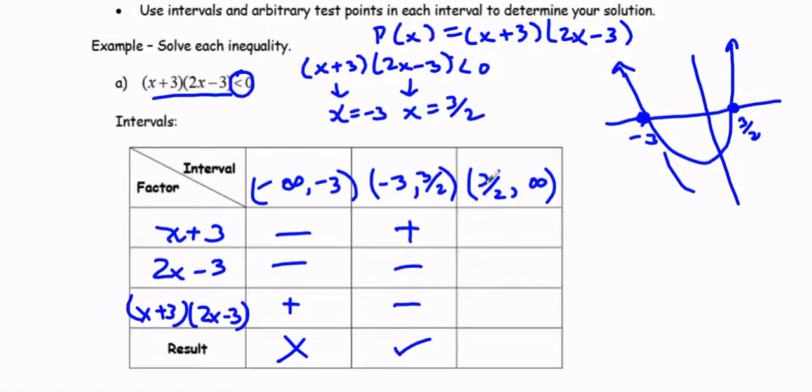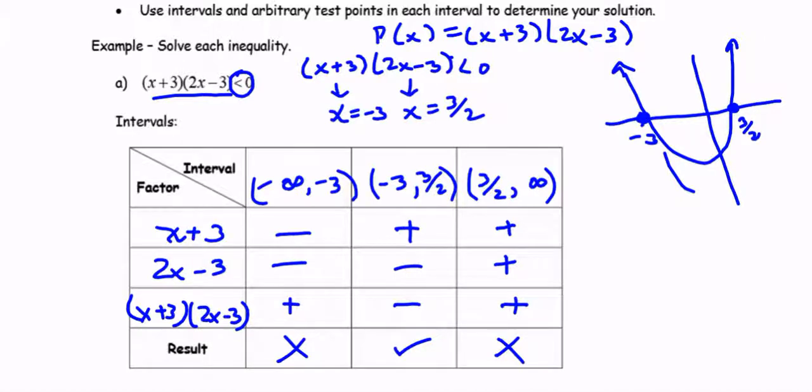All right, so we've got the last interval, 3/2 to infinity, and we know that 100 falls within this. 100 plus 3, that's positive. 2 times 100 minus 3, well, that's still positive. A positive times a positive is a positive, and we do not want our function to be positive. We want our function to be negative. So we're going to say no to that one.